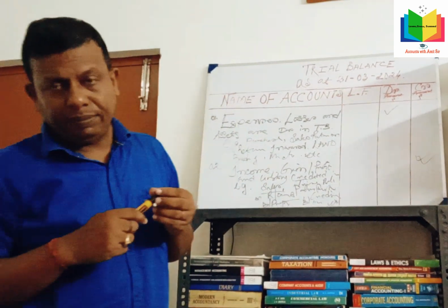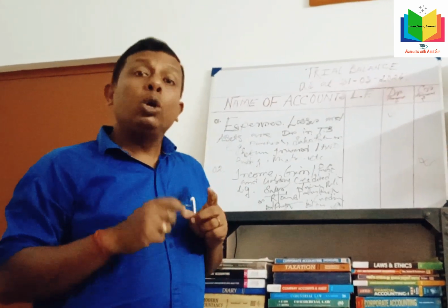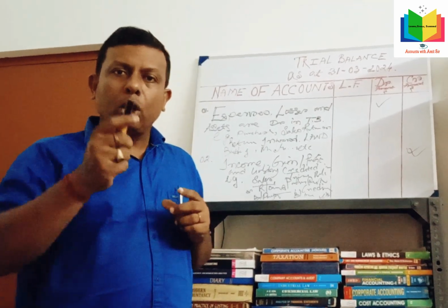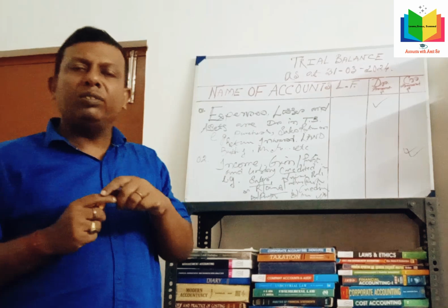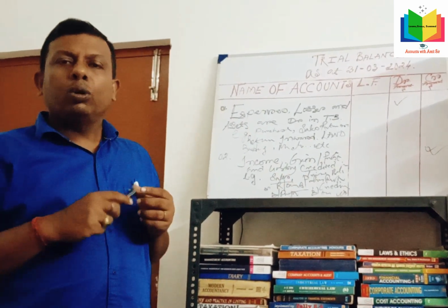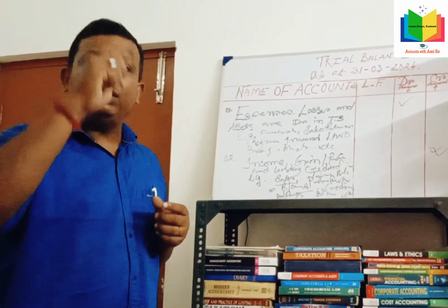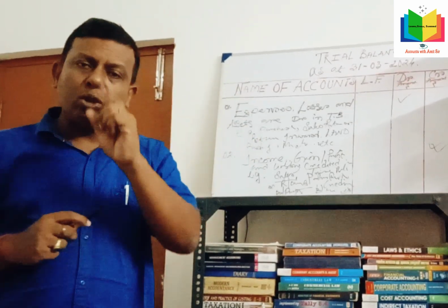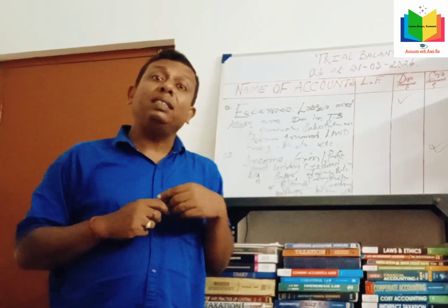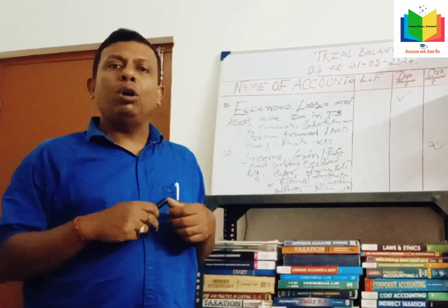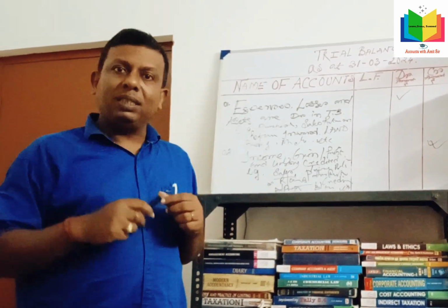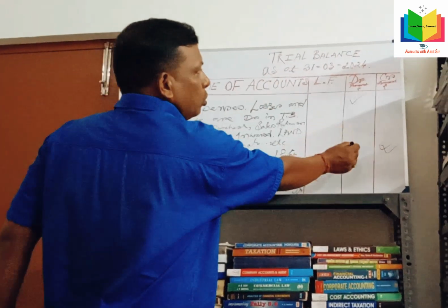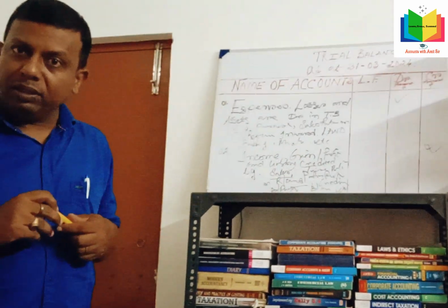At the end, rule number 3: closing stock will not come in trial balance. But if closing stock was adjusted with purchase, then it will come in trial balance and is posted to the debit side of the trial balance. Okay.